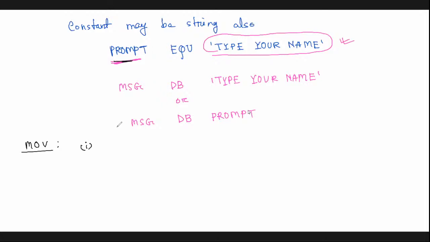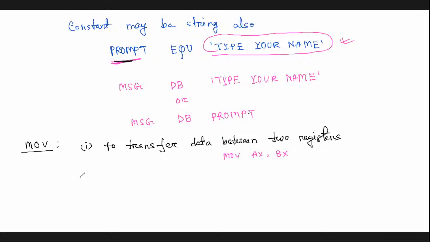Okay, so transfer data between two registers. We use move to transfer data between two registers. By using move you can transfer data between two registers. If you want to see an example, you can write move ax, bx. ax is a register, you know that, and bx is a register, you also know that. That is the number one use of move.